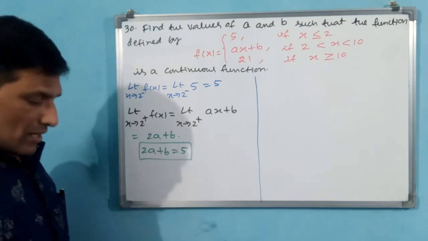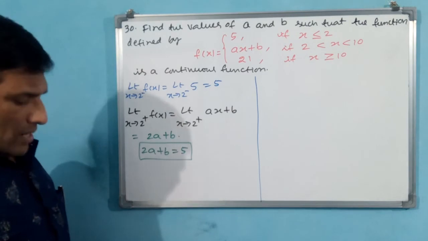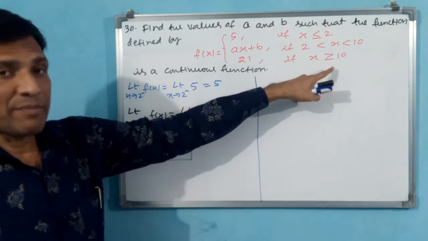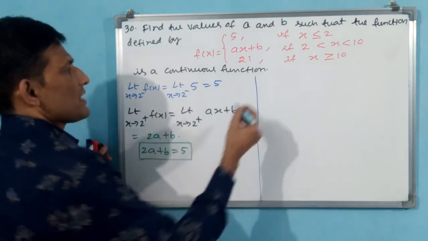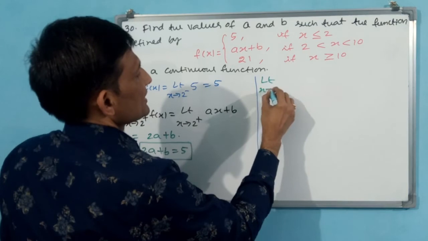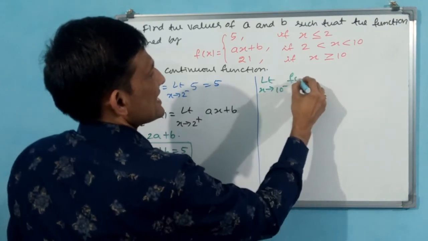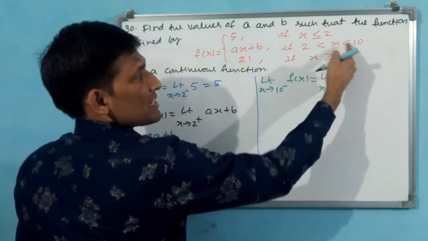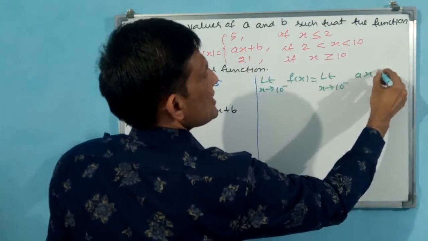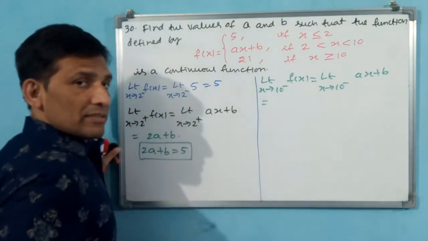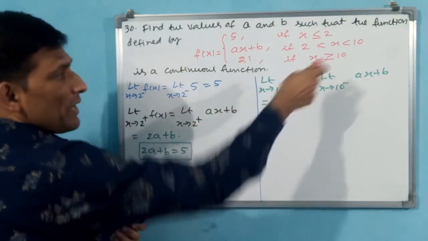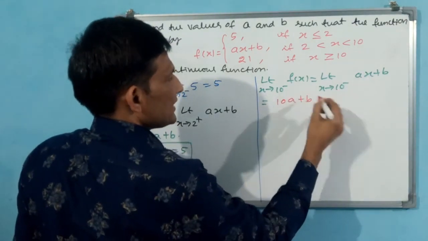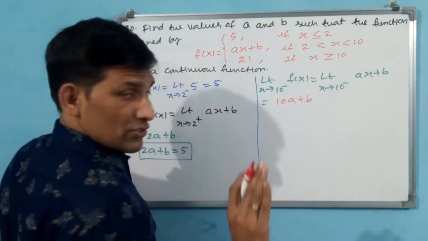Okay. Now you see what I am doing. I am finding the limit at x equal to 10 also. That means the left hand limit at 10 and the right hand limit at 10. You see what I am writing. Limit x tends to 10 minus f of x is equal to limit x tends to 10 minus. You see, 10 minus means less than 10. Ax plus b. Now you apply the limit. If you apply the limit, automatically what will come? 10a plus b. Okay, this is the left hand limit.